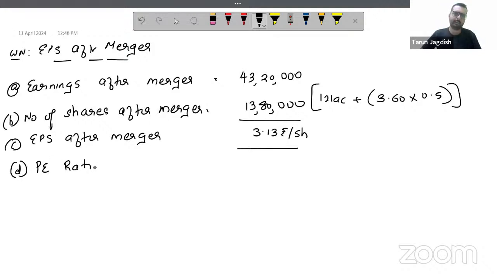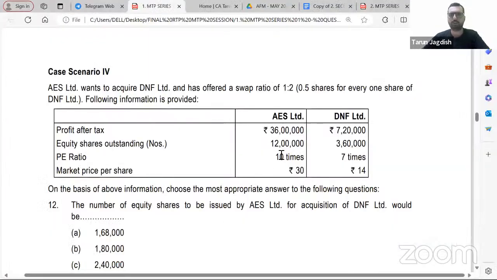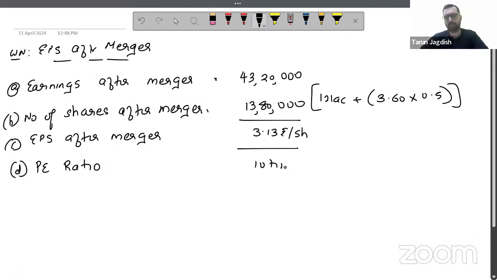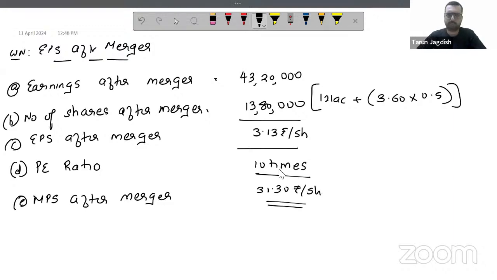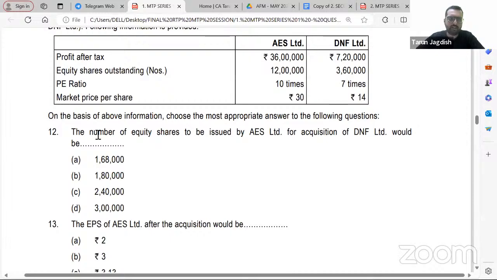Once I get this, I can multiply with the PE ratio of the acquiring company. That is 10 times. If I do this, I will get my market price after merger. 31.30. Shall we now check the questions one by one and see what they are asking? Number of equity shares to be issued by AES Limited for acquisition of DNF. So everyone please interact and tell me.